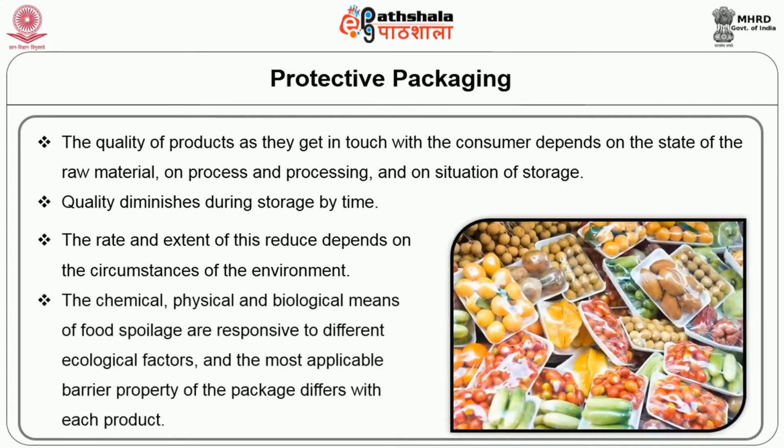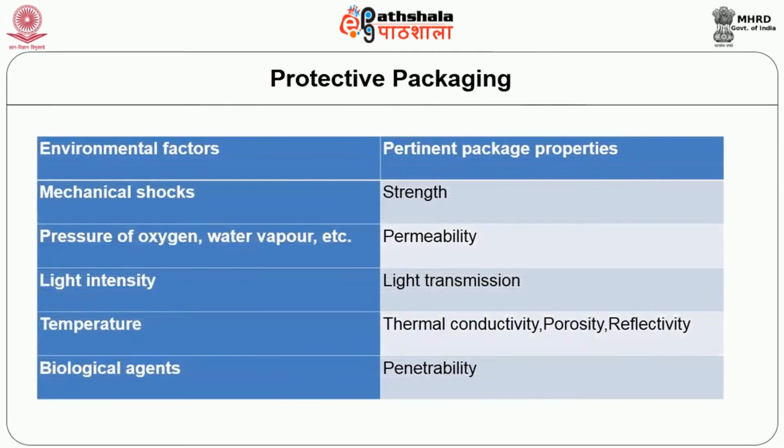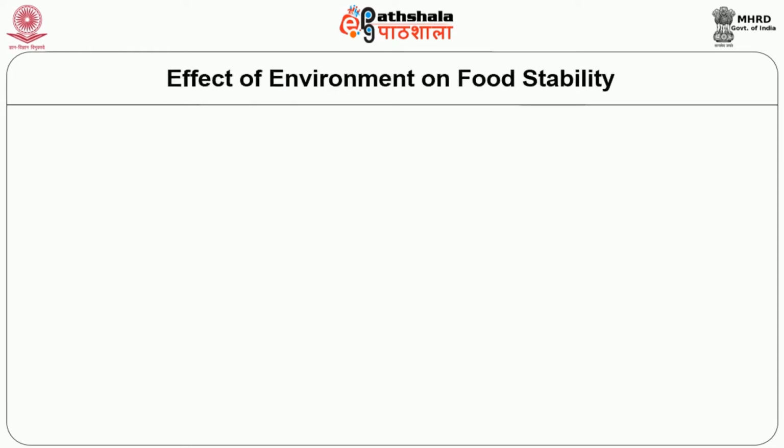The chemical, physical and biological means of food spoilage are responsible for different ecological factors, and the most applicable barrier property of the package differs with each product. Some of the ecological factors and the corresponding related packaging properties are listed below. The effect of environment on food stability and the need for protective packaging.